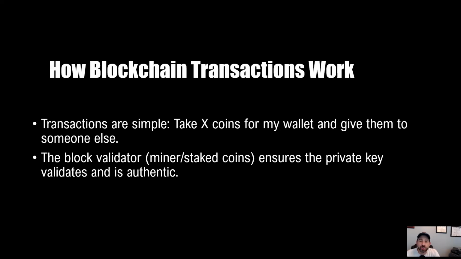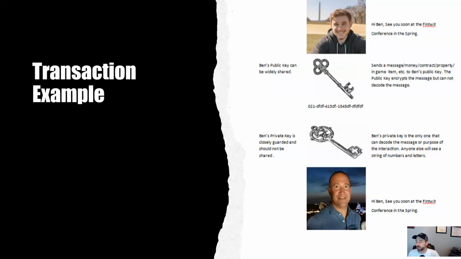And then let's talk about blockchain transactions. So basically, transactions are really simple, right? When we do a transaction, it's going to be: take X coins from my wallet and give them to somebody else, right? Then there's a block validator, which is a miner or staked coins. We're going to go into that a little bit later. And that's going to ensure that the private key validates and is authentic. Okay, so that's what the miner or the staked coins do. And that is the basics of a blockchain transaction. So let's go ahead and take a look at this in real life.